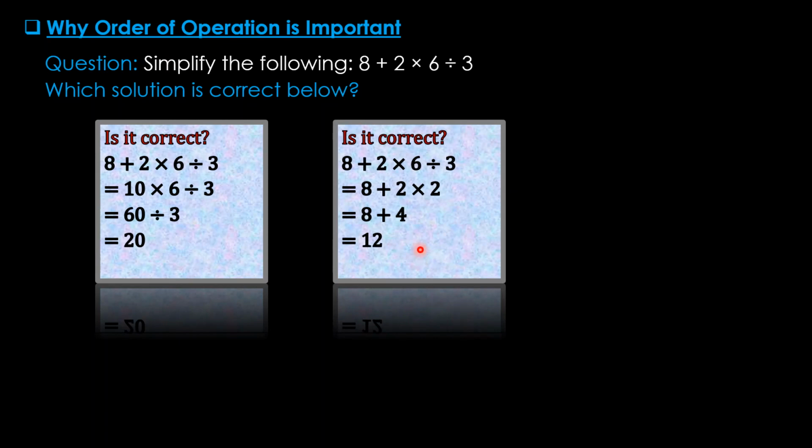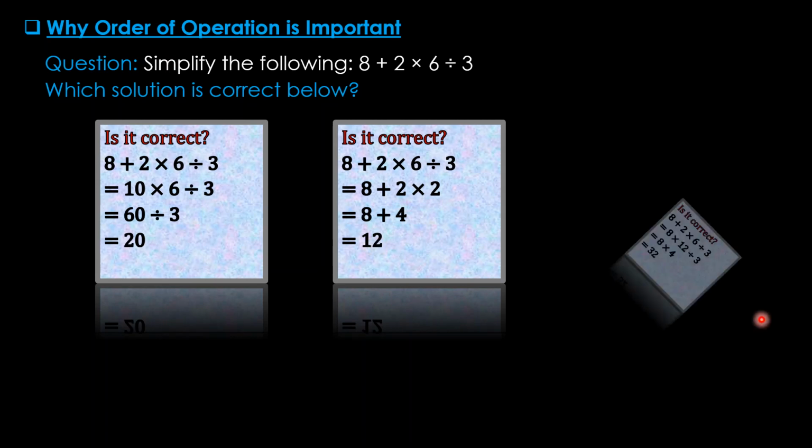Suppose there is another solution here for the same problem, 8 plus 2 times 6 divided by 3. In this case, we leave 8 as it is, and we are also leaving 2 as it is. 6 divided by 3 is 2. In the next step, we leave 8 as it is. Then 2 times 2 is 4, and then ultimately 8 plus 4 is 12. So we are doing division first, then multiplication, then addition.